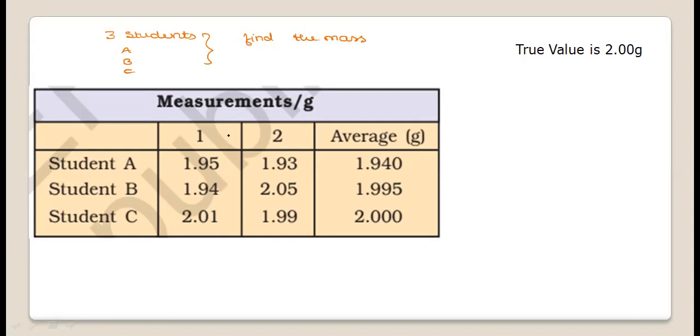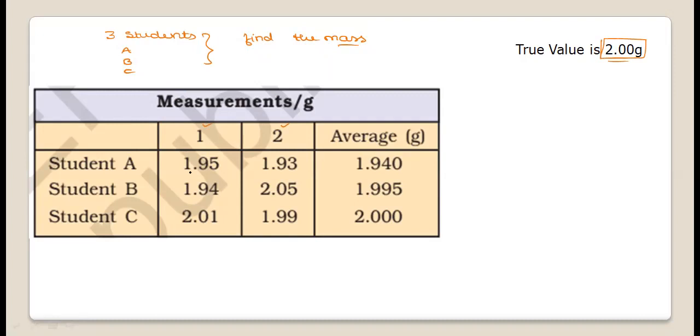So an experiment is assigned for the three students A, B, C to find the mass of a substance. The true mass of the substance is 2 grams, and with various experimental means, they need to analyze the mass. Each student will take 2 trials. In the 2 trials, they will do the same experiment, repeat it a second time, and note their measured value.